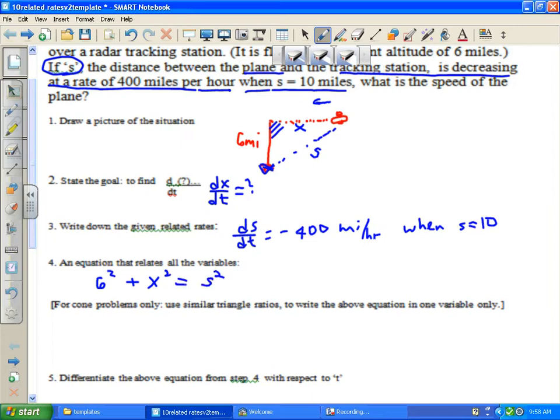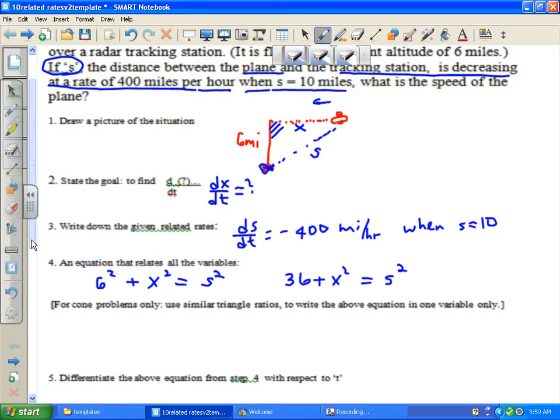Now, do I need a variable for the 6? I put a 6. Should I have put like a y there, do you think? Or can I keep it as a 6? I can keep that as a 6 because as time goes by, that side is not changing, right? So that is truly a constant with respect to time. It doesn't change as time goes by. So that's going to stay as a constant. Let me just rewrite this. So we have 36 plus x squared equals s squared.